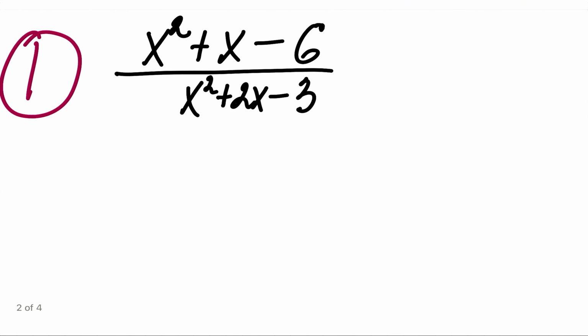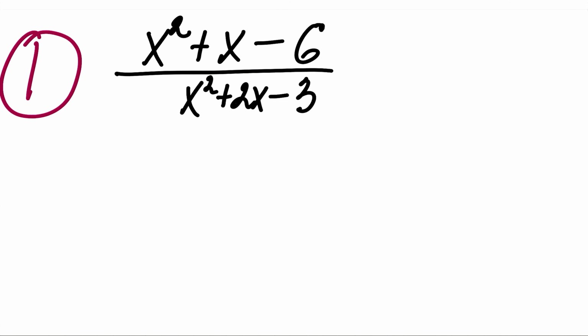Say you have x squared plus x minus 6 over x squared plus 2x minus 3. So you have the overall form, the rational expression. Now, your top and your bottom both are quadratic expressions. So all you want to do is just factor them out one by one. Since you have two quadratics, you can factor them out.